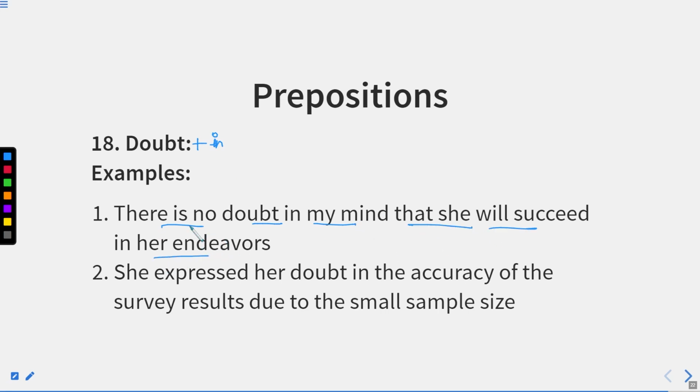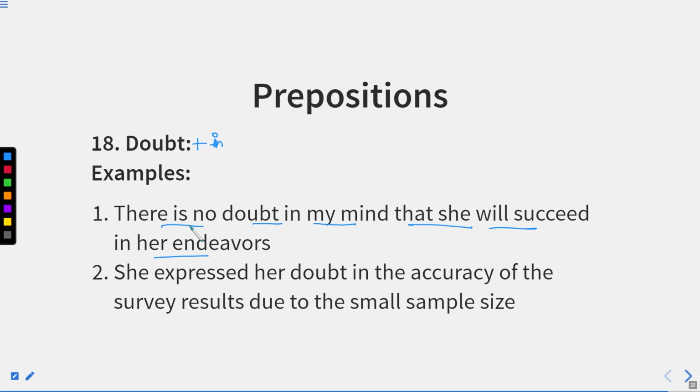It means if she presents her efforts, if she tries hard, so I have no doubt. It means I'm just confirmed. So doubt in my mind. This is how we can use doubt in.